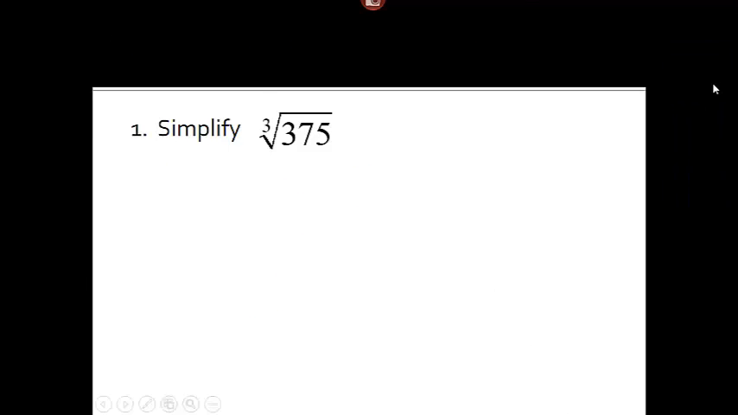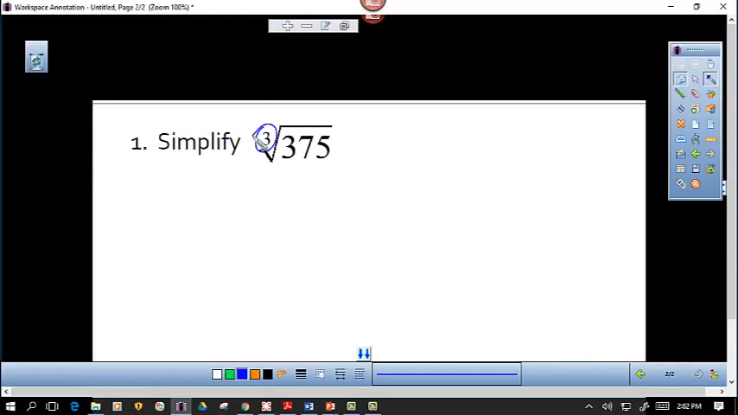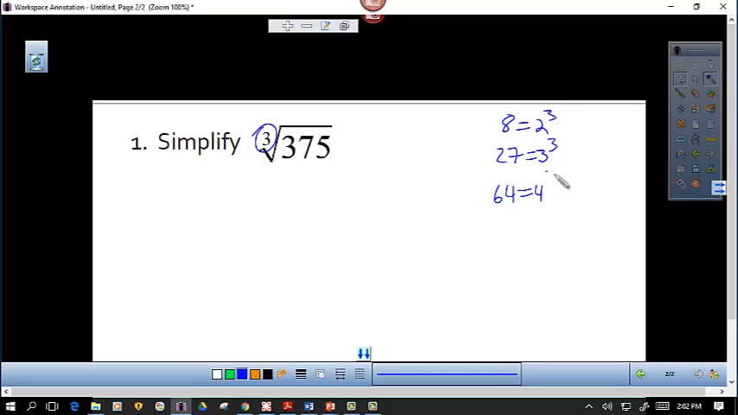And in this case the index is 3, so that means we are looking for a group of 3. We're going to break 375 down. And if you know your perfect cubes, that's going to be the important set here. Like I said, the perfect cube of 8 is 2 to the third. The perfect cube of 27 is 3 to the third, so on and so forth. The perfect cube of 64 is 4 to the third. The perfect cube of 125 is 5 to the third. So we're trying to look for groups of 3 here.